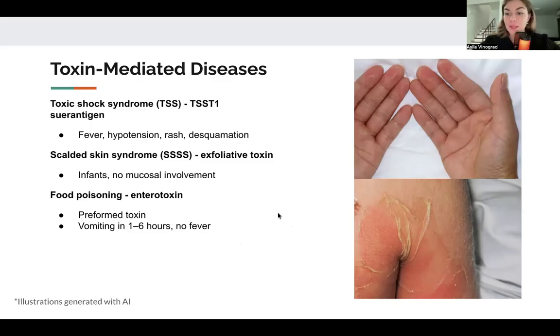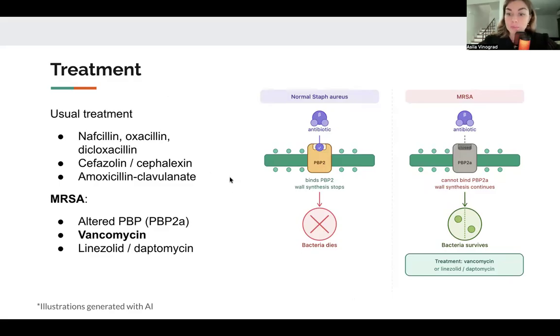Okay, about treatment. For regular Staph aureus, nafcillin, oxacillin, and dicloxacillin, cephalexin, or amoxicillin with clavulanate. But, and this is critical, you must always think about MRSA. MRSA stands for methicillin-resistant Staphylococcus aureus.